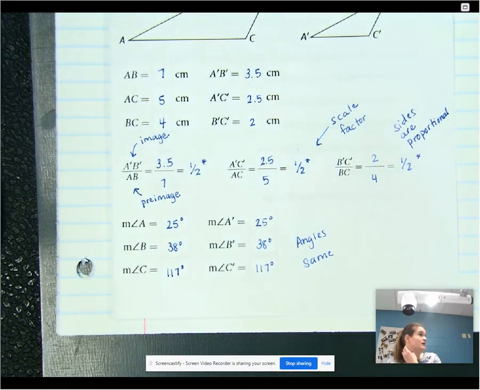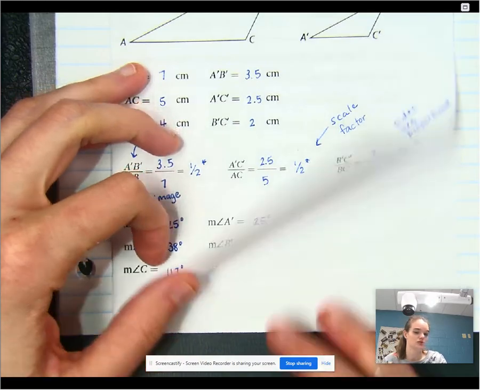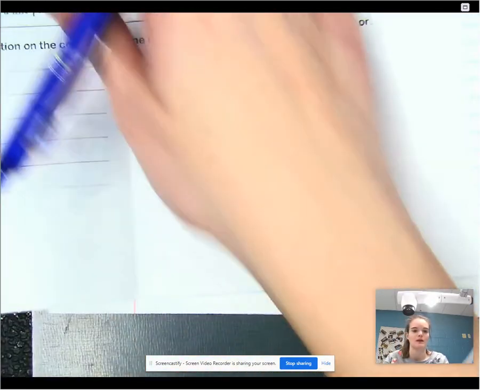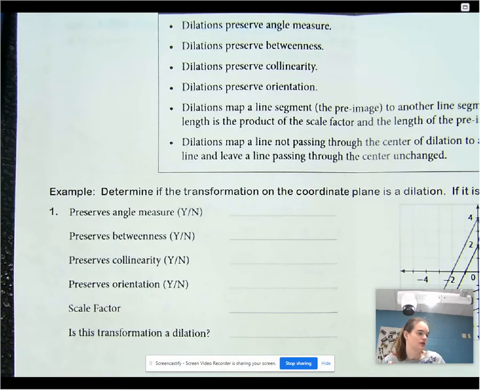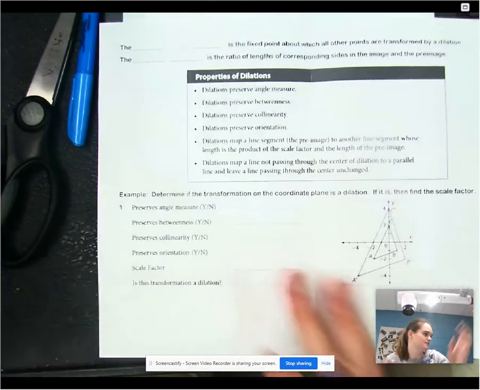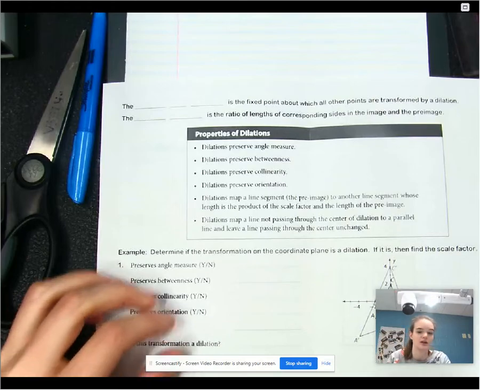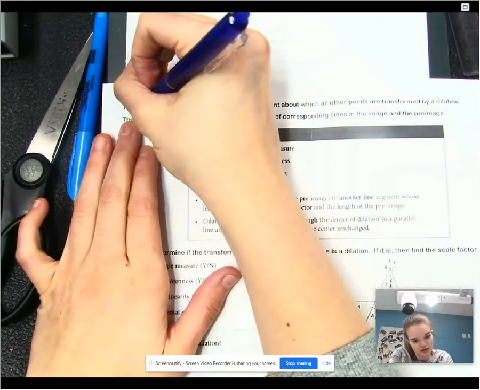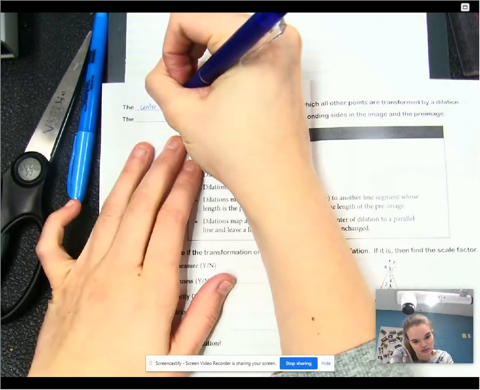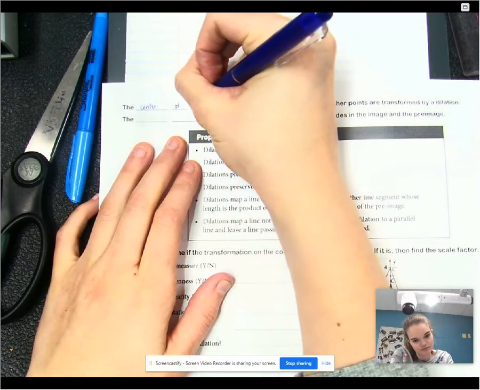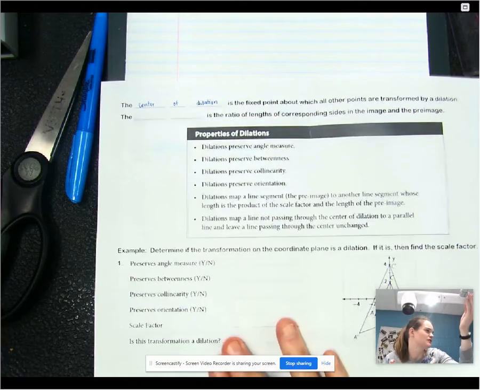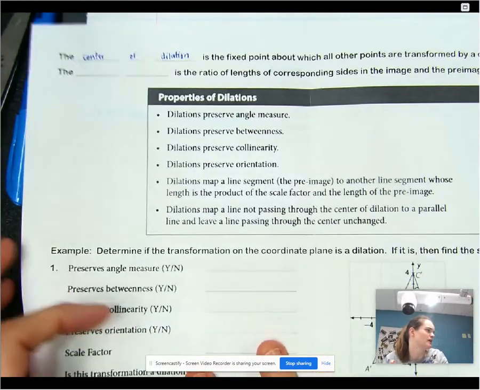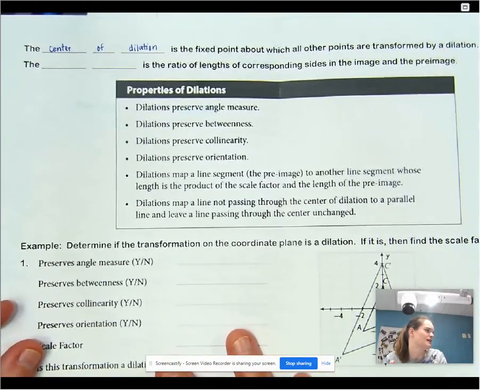That will come more in handy later. Sides are proportional, angles are the same. Let's open up and actually talk about this a little bit more. All right, we're actually going to get some definitions of scale factor, center of dilation, etc. The center of dilation is the fixed point about which all other points are transformed by dilation.